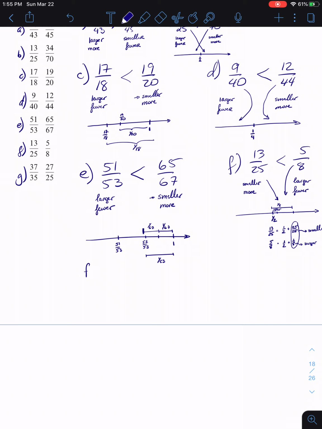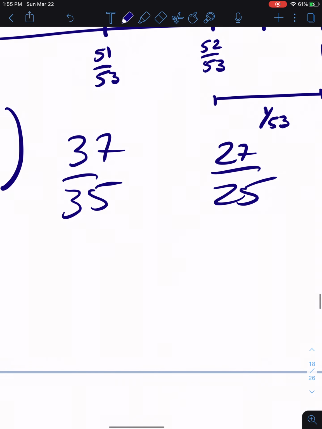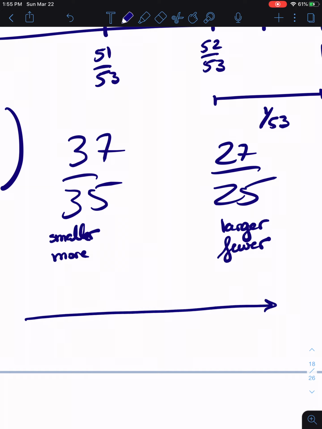All right, and finally, G, 37/35 and 27/25. Well, if we look at this number, we have smaller pieces, but we have more of them, and we have larger pieces, and we have fewer of them. That's not going to help us much on its own, but we can look at some numbers that are close by, and it looks to me that they're close to 1. They're each 2 pieces over 1. So which pieces are smaller? Well, the 35ths are smaller, and the 27/25 are actually larger. So wherever they land, the 27/25 are going to be greater than 37/35.